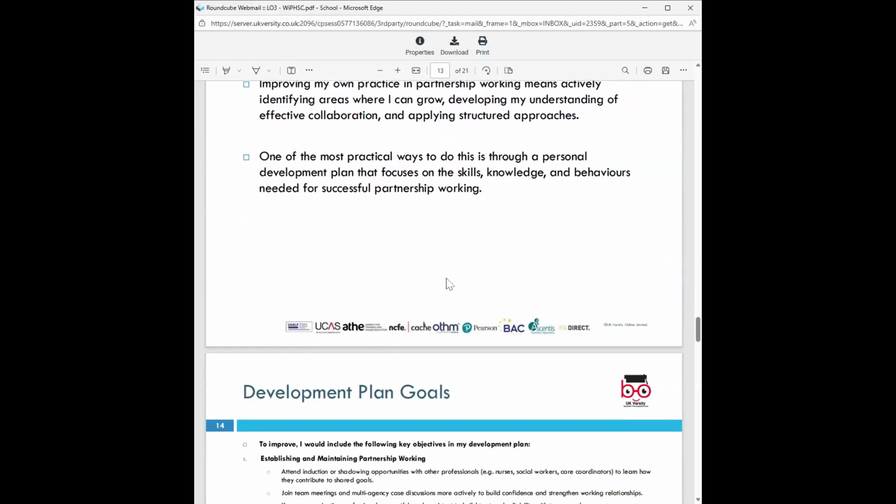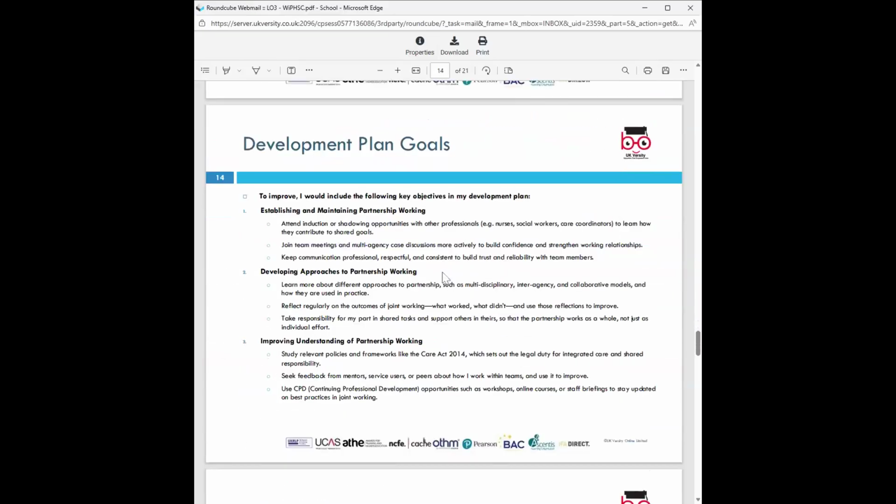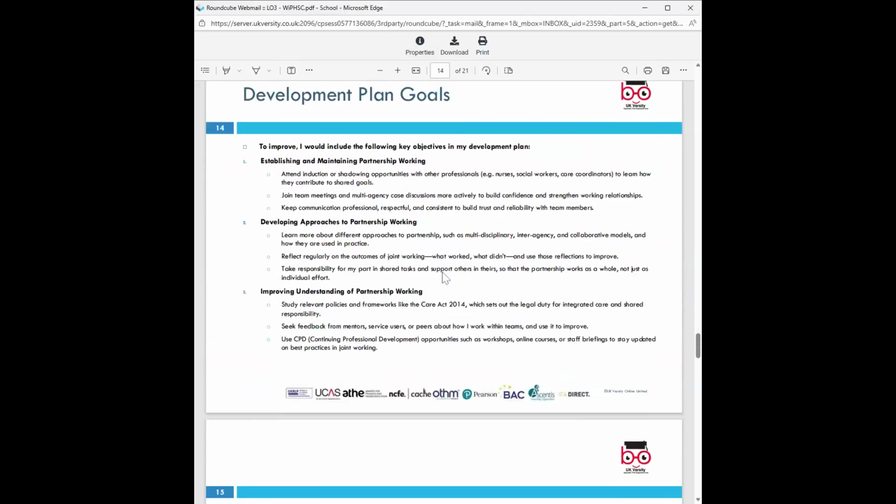Improving your own practice, developing, understanding, effective collaboration, knowledge, training. You're putting together a development plan. This is really important if you look at putting together a development plan for yourself. Why do you think it's so important, Segun, to put a development plan in for yourself?